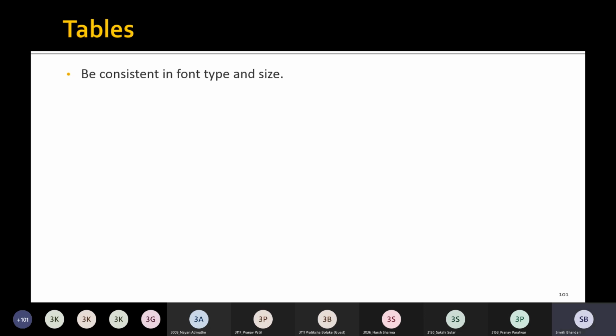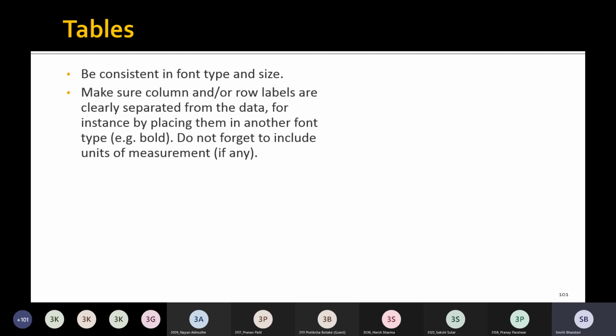Okay, now let us focus more upon the tables. So while preparing the table, be consistent in font type and size. If we are making use of multiple tables, then make sure that all the tables are using similar font, similar size of the font, similar style of the table and so on. So be consistent in these aspects.